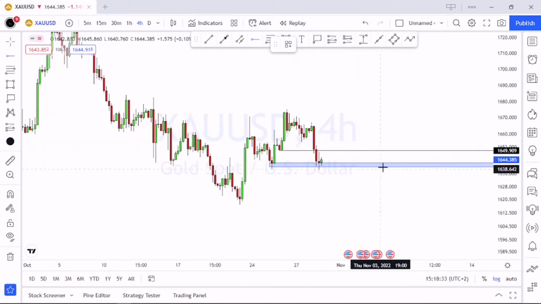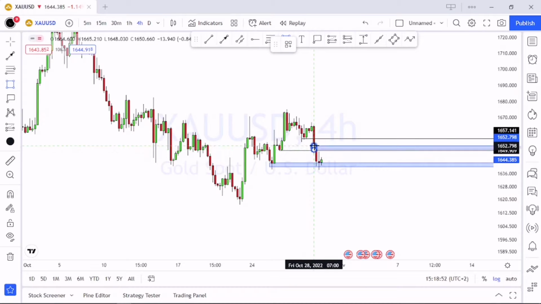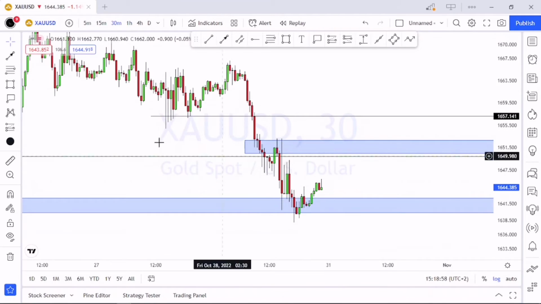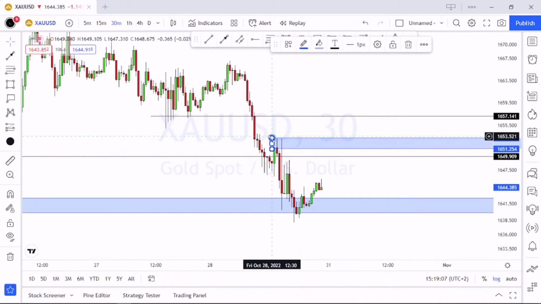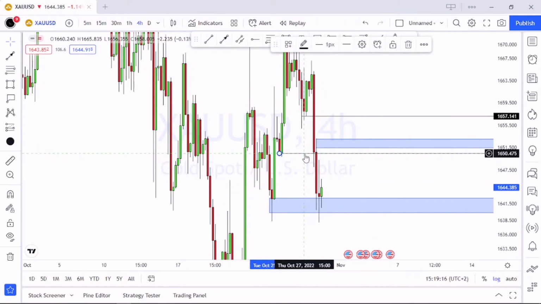We might have a pullback to the structure right here, if not a deeper pullback at 1657.40, right? But looking at this, we still do have an area in the market where price, let me just scale down and see something. Yeah, so this will be our key level right here, where we can be looking for price to at least retrace and go get the sell orders back again into this market, you know. So yeah, it makes sense.